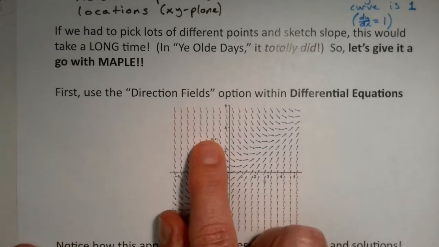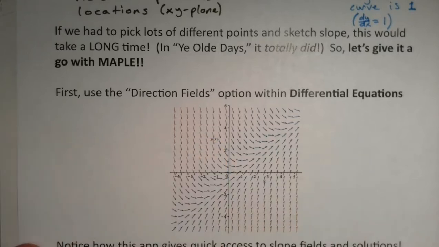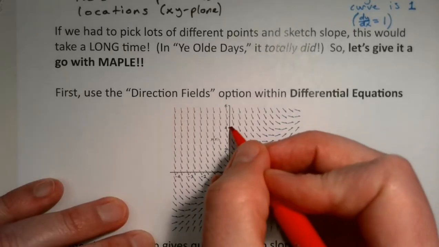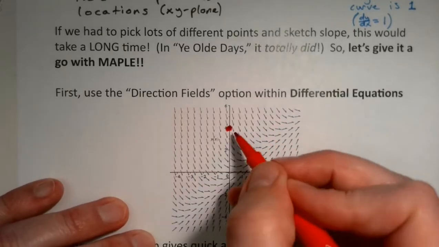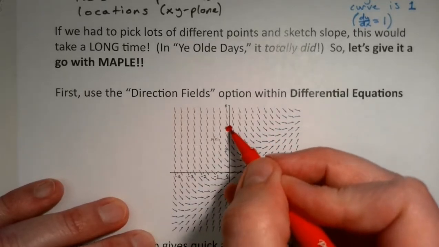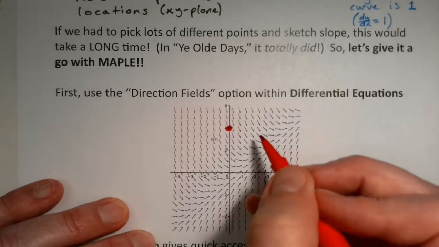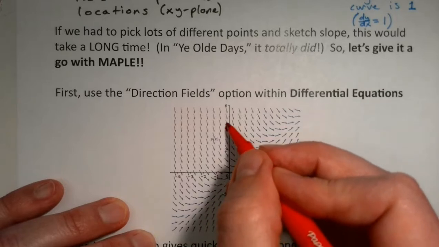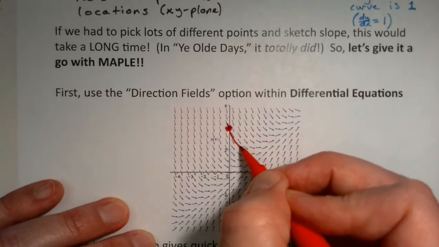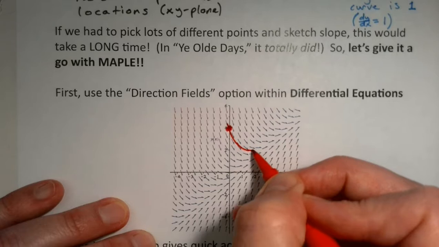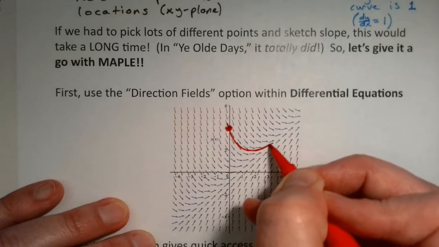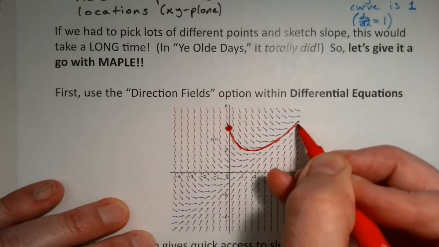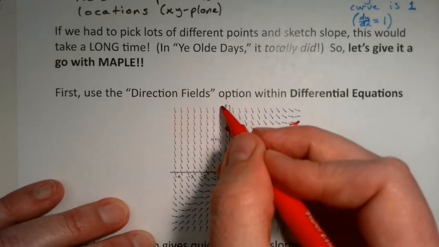So this allows me to do things like predict what a solution would look like. For example, if I pick a point like this one right here, and I say, if that point is on the solution curve, what does the solution curve have to look like? Then you say, oh, well, it would have to follow these arrows. It'd have to follow something like this, and we'd expect the curve to look something like that.